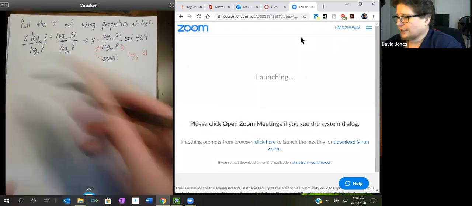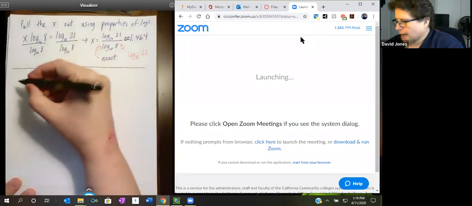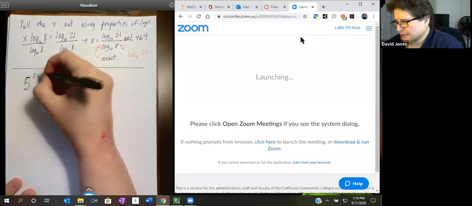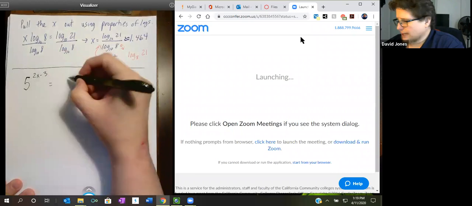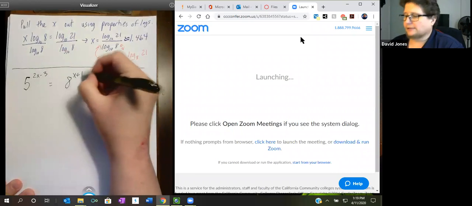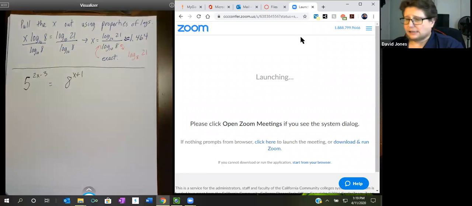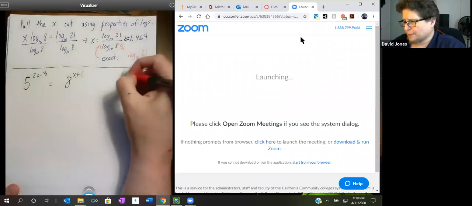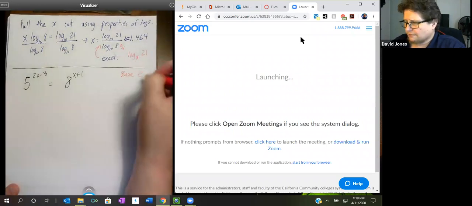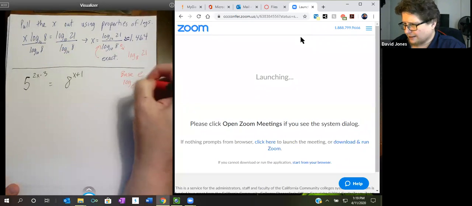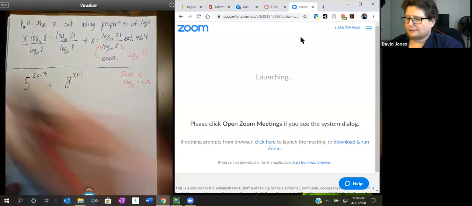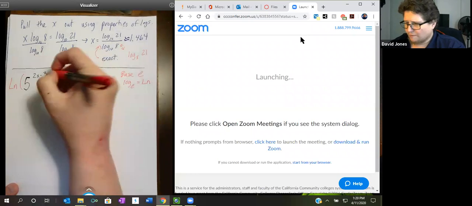All right, let's take a look at another problem. I'm going to have 5 to the 2x minus 3 equals 8 to the x plus 1. Again, I have 5 and 8. They are different numbers with nothing in common. I'm going to take a log using a base that I have in the calculator. This time, let's go with base e. Remember, log base e on the calculator is ln. So I'm going to take the natural log of both sides.